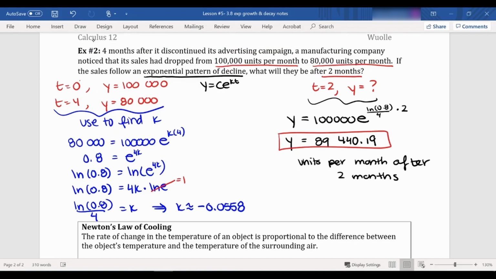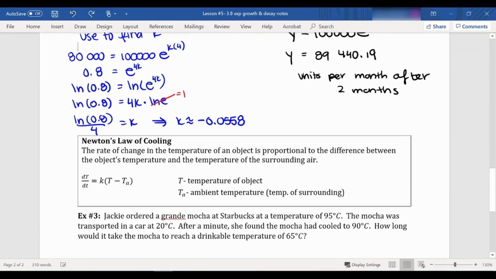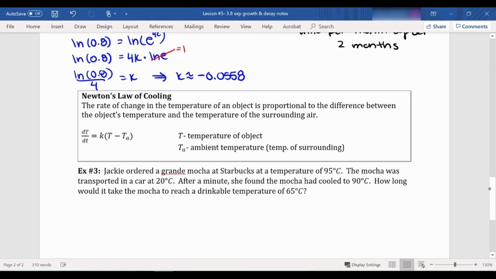Again, we didn't use the dy/dt information here, okay? But we are using y = Ce^(kt). So the last question that we're going to be looking at is called Newton's law of cooling. The rate of change in the temperature of an object is proportional to the difference between the object's temperature and the temperature of the surrounding air.